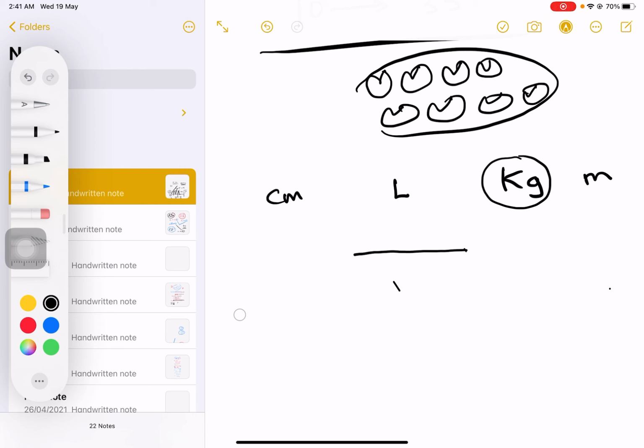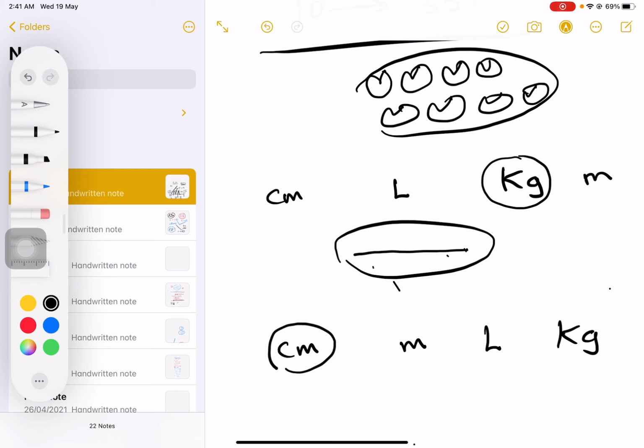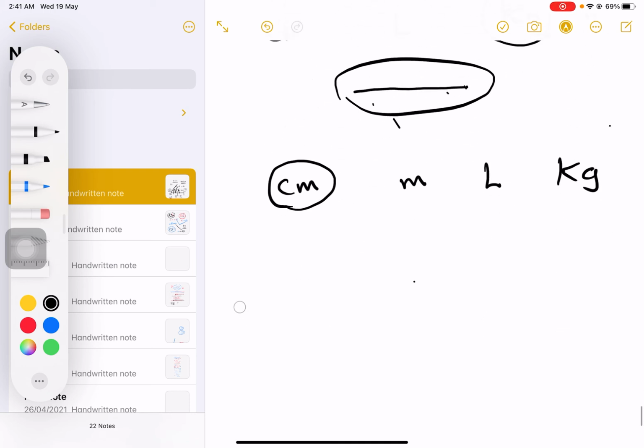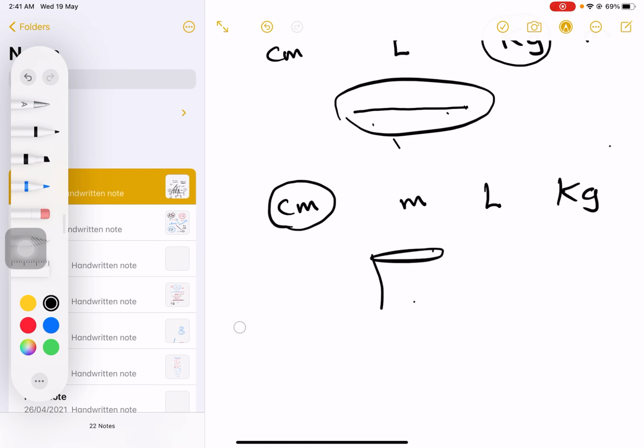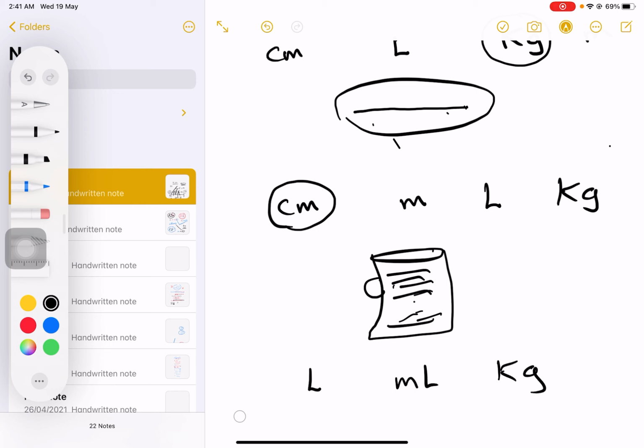Or are you going to use meters? Of course, to measure the apples you are going to use the unit kilogram. If I draw a line like that and ask you to find the length of this line, are you going to use centimeters, meters, liters, or kilograms? Of course, because this is a short thing, you are going to use centimeters.